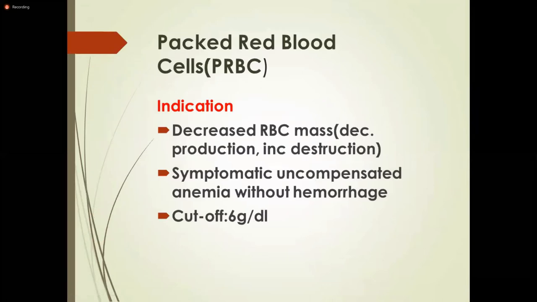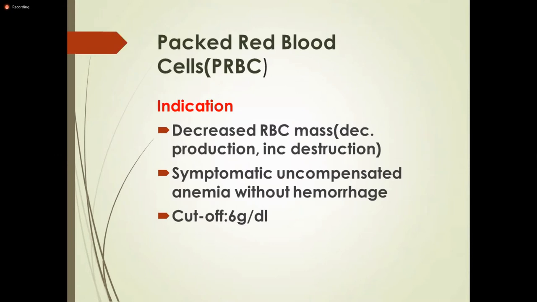Packed red blood cells. Decreased RBC mass, decreased production, increased destruction. This is simply anemia, and the causes of anemia are mentioned in the bracket. Symptomatic uncompensated anemia without hemorrhage. Uncompensated anemia is anemia not compensated by the increase in the stroke volume of the heart and by the extra release of oxygen from the blood. So the patient would present with breathlessness and tachycardia. This is symptomatic anemia, and needs to be treated by packed RBC transfusion.